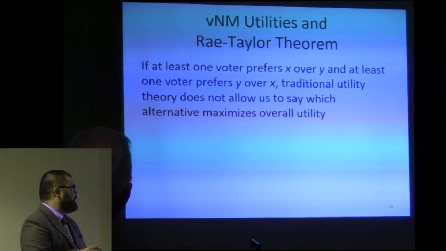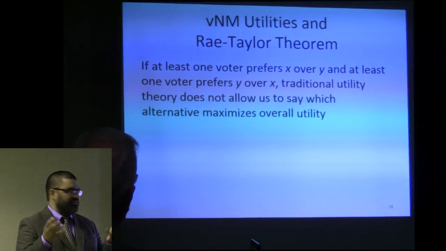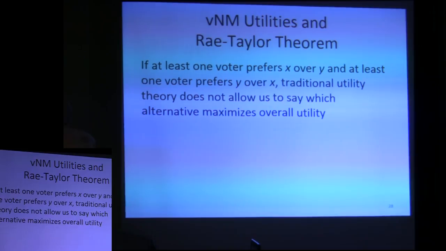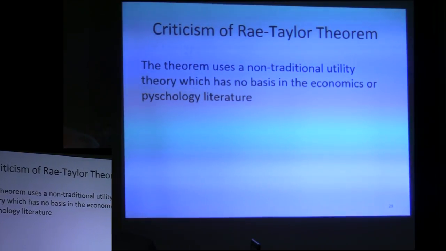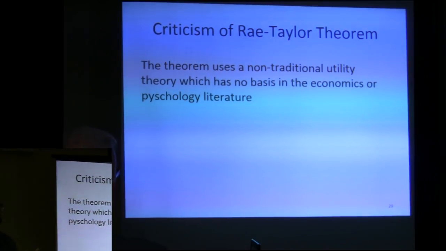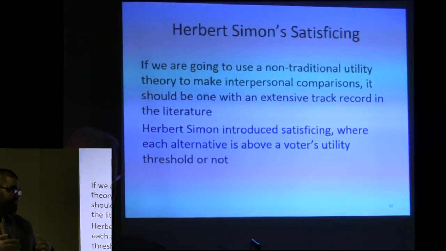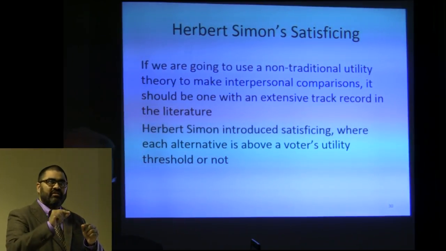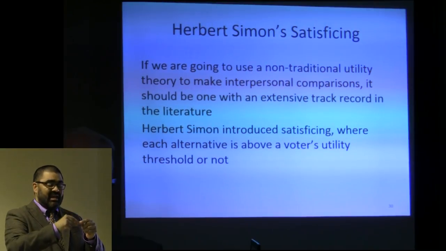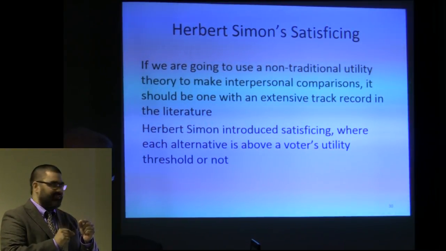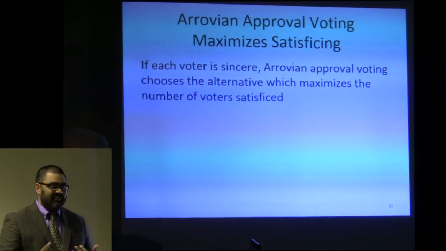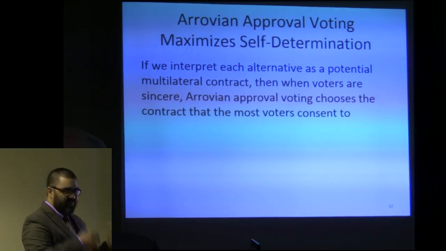Now you can potentially criticize the Ray-Taylor theorem, saying it uses non-traditional utility theory, because under traditional utility theory, if at least one voter prefers X over Y, and at least one voter prefers Y over X, then you can't really say which alternative maximizes the overall utility of all voters. Another criticism is that it doesn't use a notion of utility that has basis in the economics or psychology literature. So we could use another notion of utility, not traditional, but Herbert Simon's satisficing. Which is basically the idea that each voter has a utility threshold, and if an alternative is above that threshold, then they consent to it or are satisfied by it, and if it's below that threshold, they don't consent to it and are not satisfied by it. And then it should be pretty clear that when voters are sincere, Arrovian approval voting chooses the alternative which maximizes the number of voters that are satisfied. And I think that's a better utility argument than the Ray-Taylor one. But we can still generalize it with the Ray-Taylor theorem.